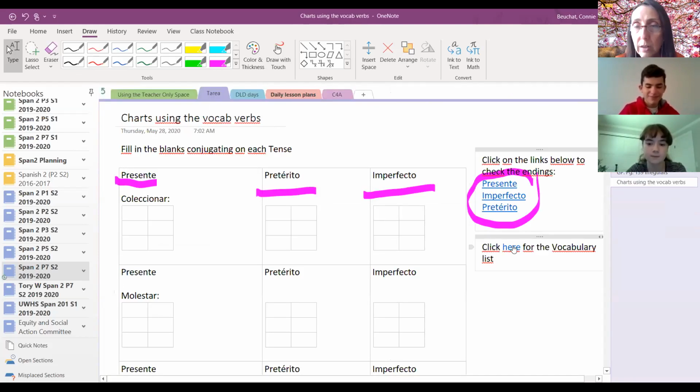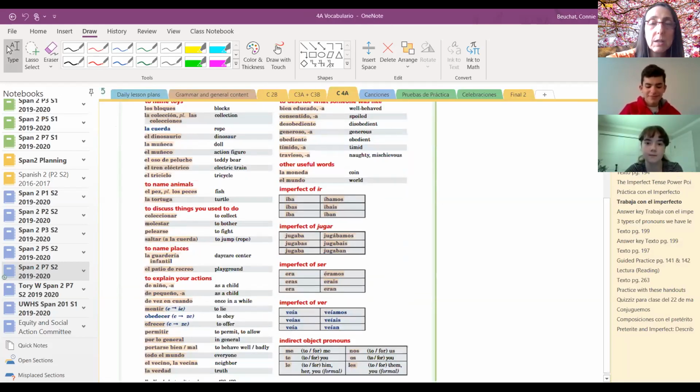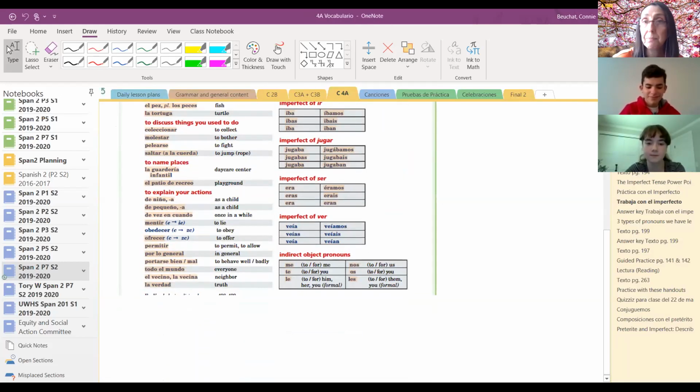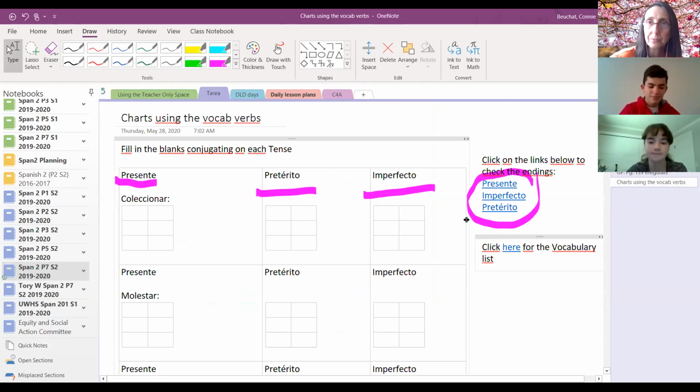Also, I included the link for the vocab, so you can actually look at the verbs and write what they mean. Okay, so do you know what we're doing on the tarea? Yes? Awesome. And it is due Monday at 9 p.m., so you still have time, see?